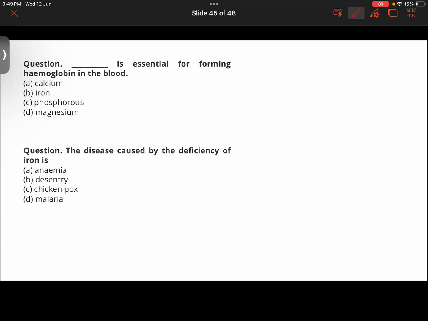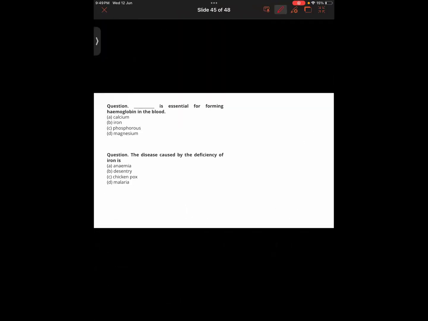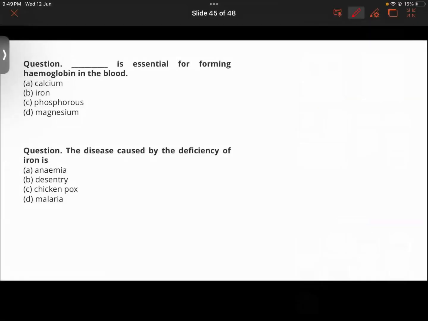Iron is essential for forming hemoglobin in the body. Iron is required for it, no? Very good. So that is required in the body. Okay, then answer the next question.